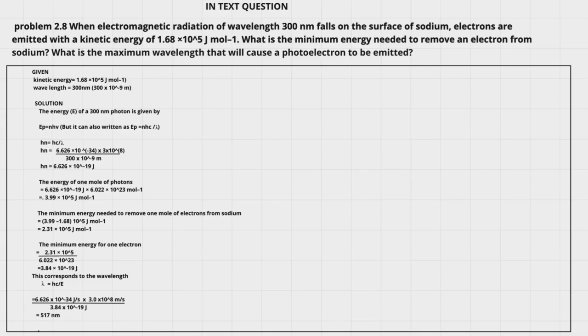Lambda is equal to Planck's constant into speed of light divided by energy. 6.626 x 10^-34 into 3 x 10^8 divided by the energy in joules. This gives the value of wavelength.